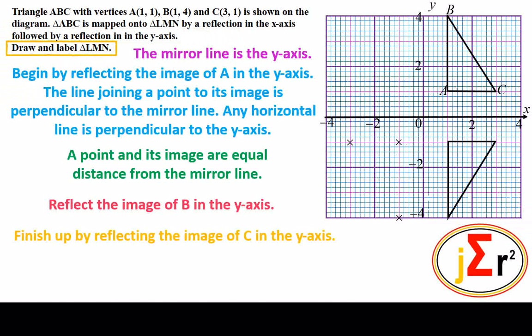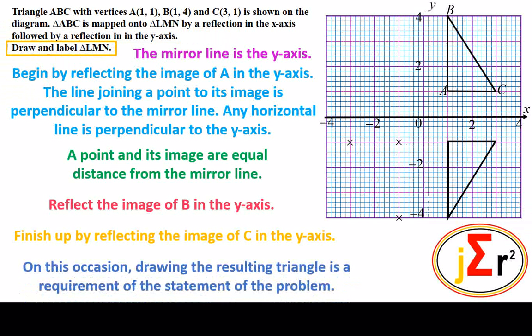On this occasion, drawing the resulting triangle is a requirement of the statement of the problem. Here we have it. Draw and label triangle LMN. So we should finish up by completing the triangle LMN, which is going to be the final resulting triangle. And there it is. So there we have the triangle LMN.